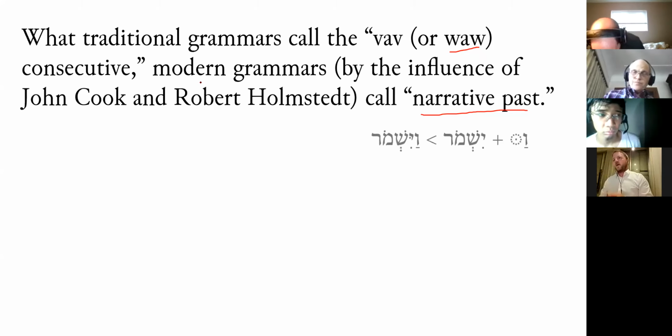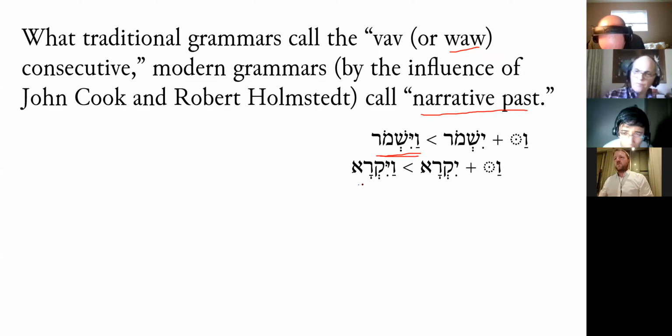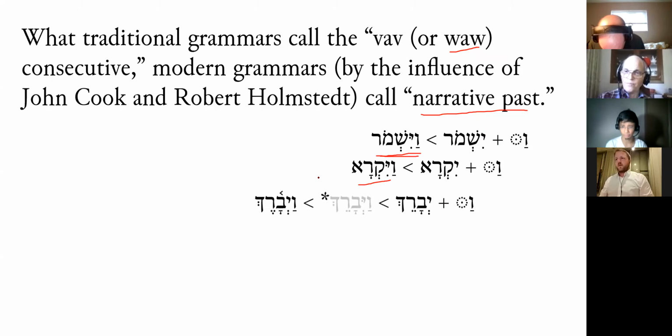So we'll look at basically if you have the vav with the va, it has a dagesh in the next letter, and then it puts together, you've got vayishmor. That would be 'and he kept.' It looks like the imperfect, but it's used for the past tense. Okay, next we've got vayikra, 'and he called.' Okay, if we've got yivarech, this is a piel form that we'll get into later on in the next chapter.